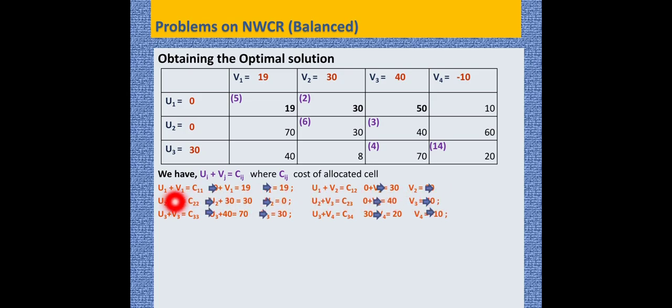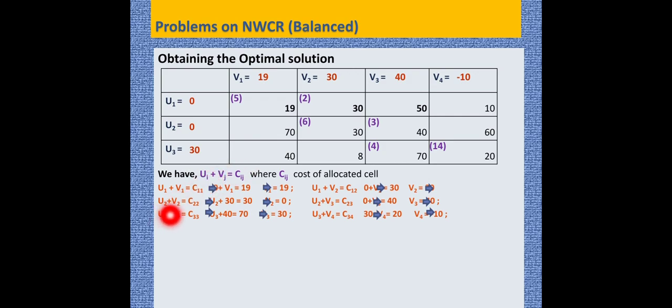If you see, U1 plus V1 is equal to C11, so that is 0 plus V1 is equal to 19. So I will get V1 is equal to 19. Similarly, U1 plus V2 is equal to C12, that is nothing but 30. So 0 plus V2 is equal to 30. This implies V2 is equal to 30. That has been written here.